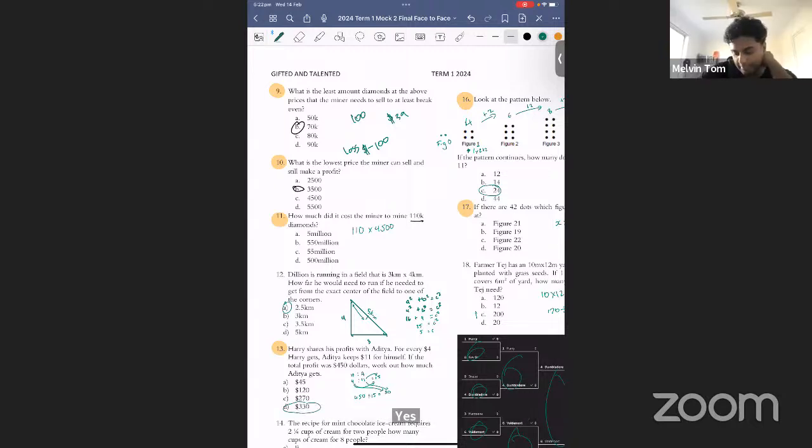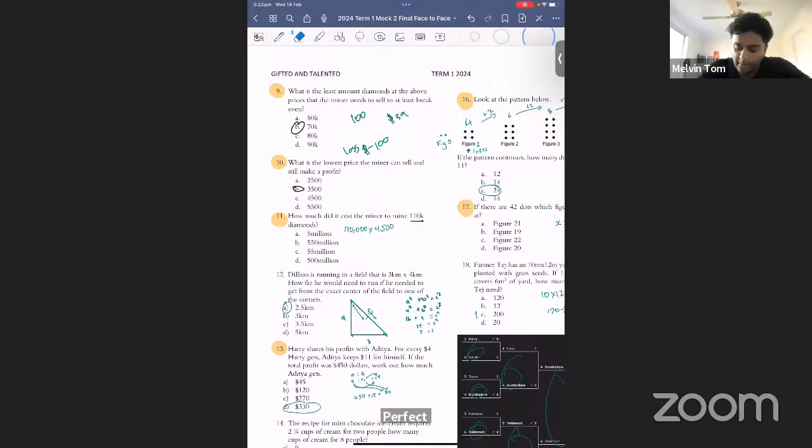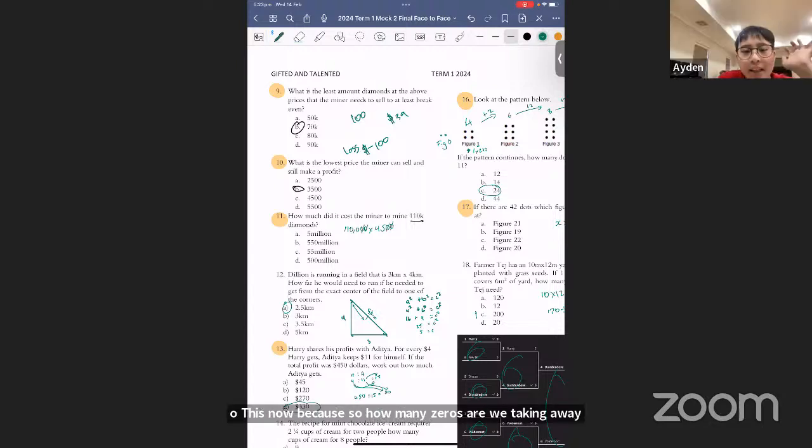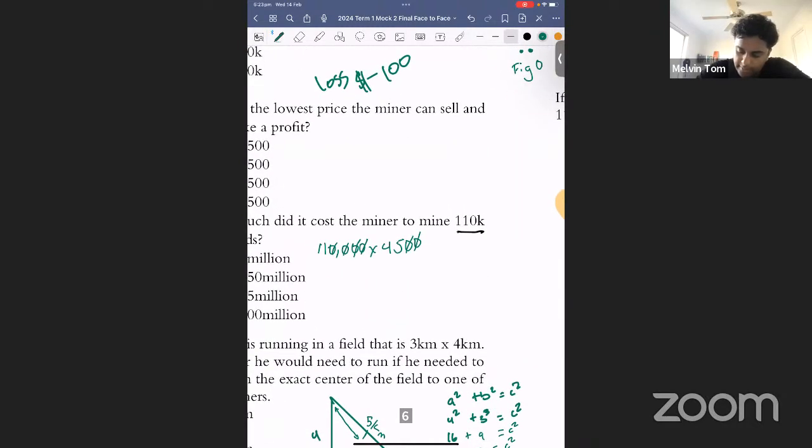So 110 multiplied by 45. I'm going to get rid of, Aiden, the zeros first. Do you know why I'm doing that? We can add the zeros afterwards. Perfect. So how many zeros are we taking away? 6. Yes, good man. So we're taking away 6 zeros.